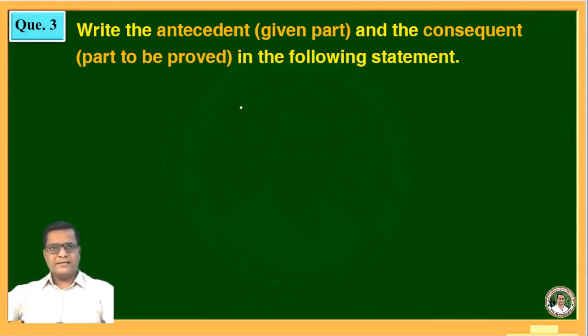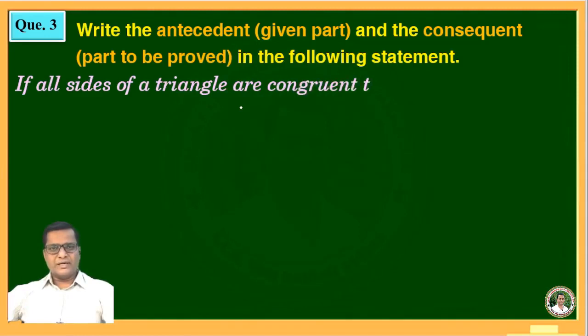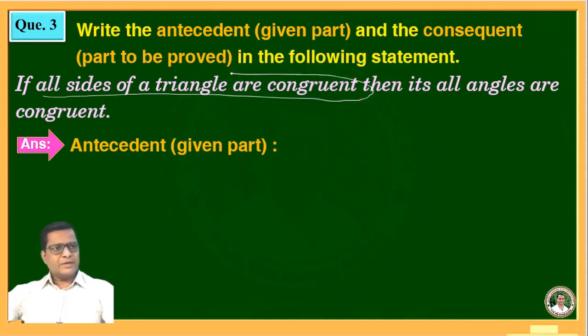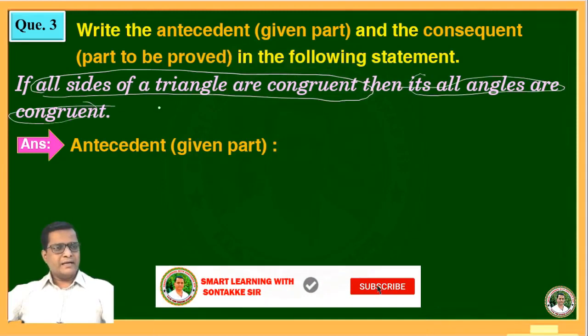Given means antecedent and to prove means consequent. We learned this last year. Okay, therefore here the statement is, if all sides of a triangle are congruent, then all its angles are congruent. See the answer. In this statement, what is given after if till the then, this is your given part, and after then it is your to-prove part, that is antecedent and consequent.